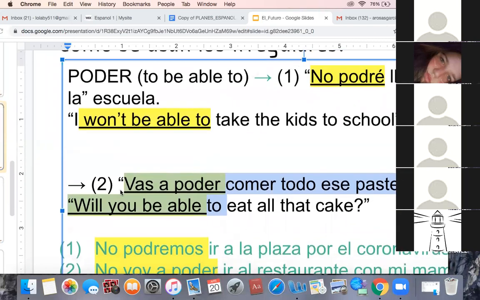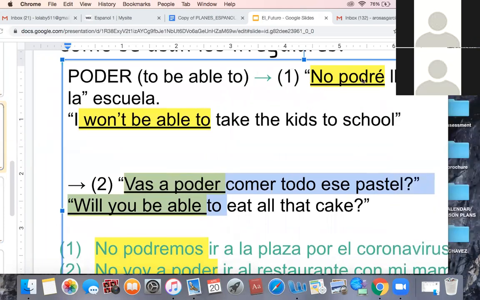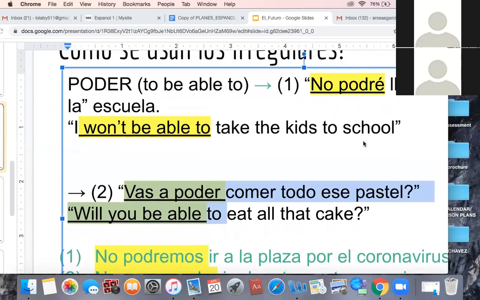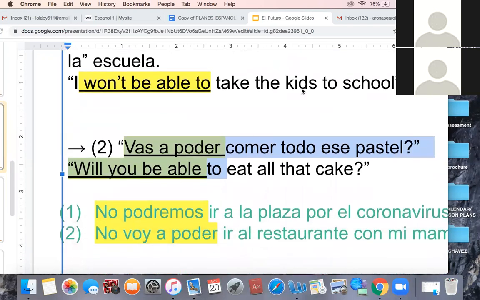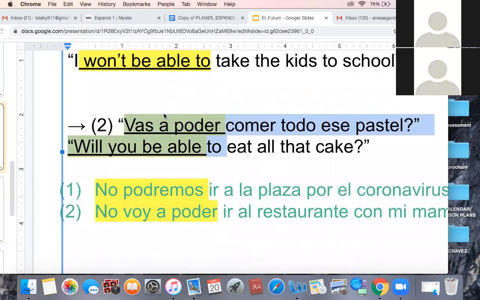So yeah, most people say voy. Like in this case, you have this no podré. Instead of saying that, people will say no voy a poder. I don't know why. I know it's longer, but I guess people just see it as easier. So if you want to learn number 2, go ahead.